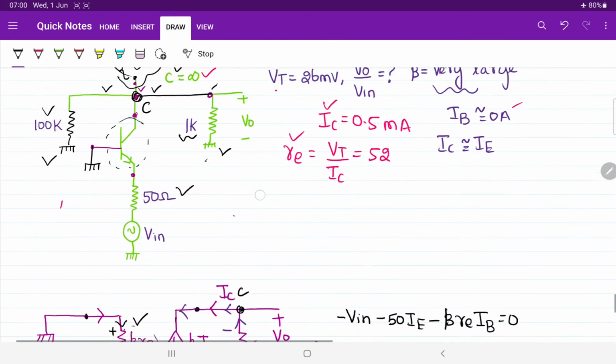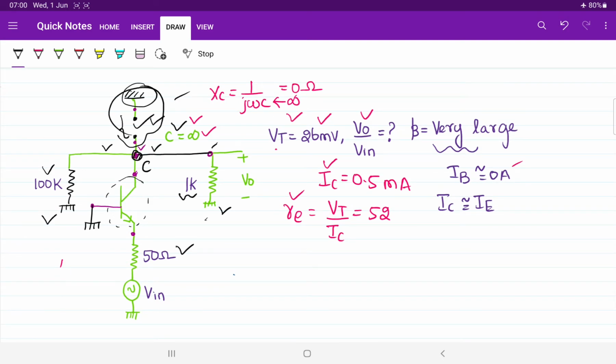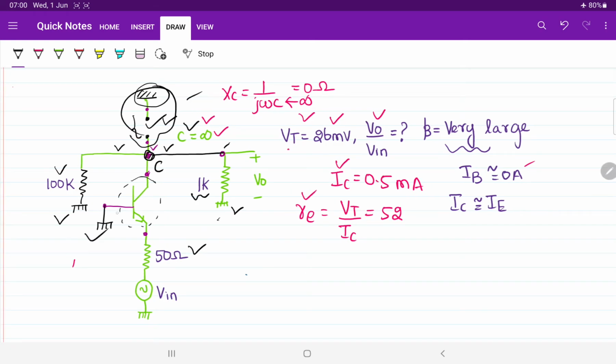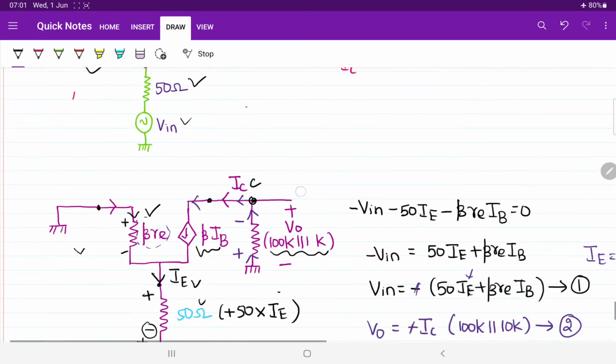Now, I would like to ask you one more question. What type of configuration is it? Is it common emitter configuration, common collector configuration, or common base configuration? Sir, since the base is connected to the ground, the input voltage is injected across the emitter, and the output voltage is measured across the collector. This is called common base configuration. Base is connected with the ground. That's all.